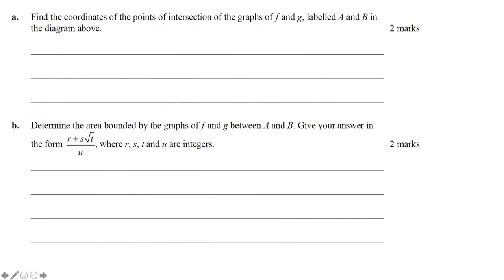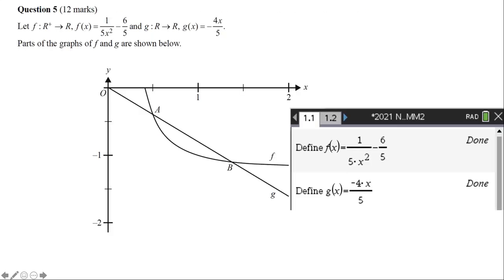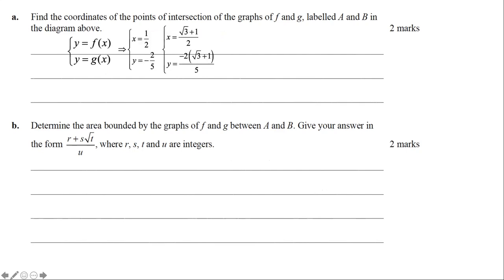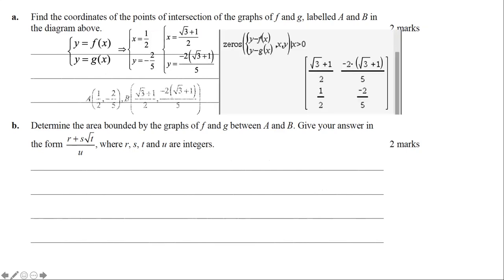To find the coordinates of the points of intersection between f and g, labeled A and B in the diagram above, notice that A has a smaller x value, B has a larger x value. Once you obtain their coordinates, you have to identify clearly which coordinate means A, which coordinate is for B, okay?